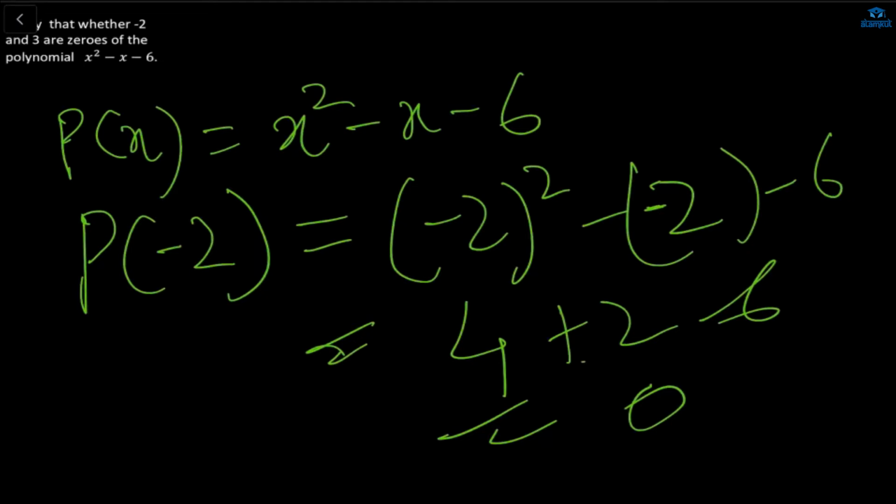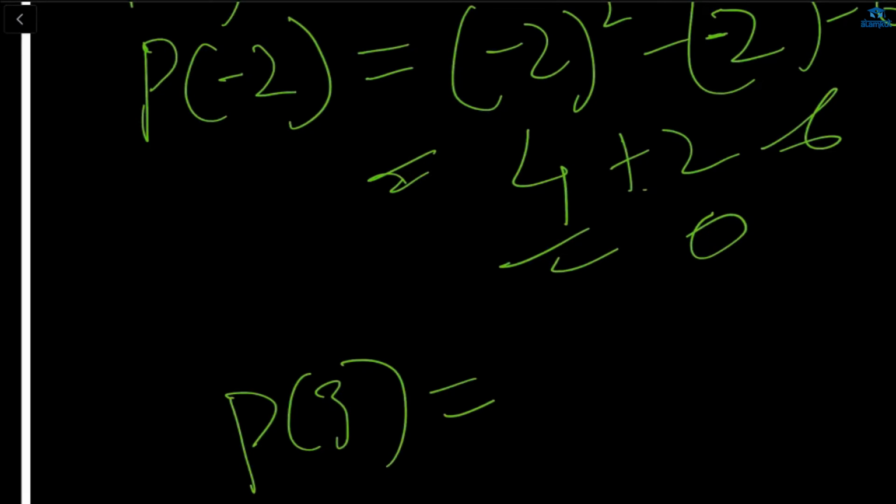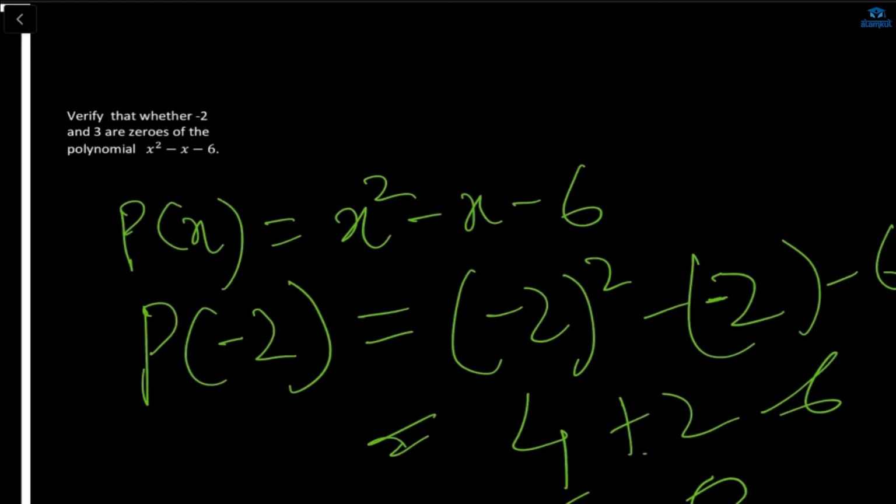Understood? Now, Sharia, can you check and tell whether 3 is the zero of the polynomial or not? Yes, ma'am. Yeah, you need to check that. Here, the other value is 3. Is 3 the zero of the polynomial or not?